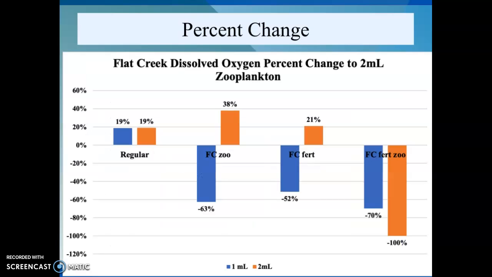of Flat Creek. Over time, dissolved oxygen changed the greatest with the fertilizer and zooplankton sample and decreased the most after 1 milliliter of zooplankton, but it increased the most after 2 milliliters were added, with just the Cladocera zooplankton sample.